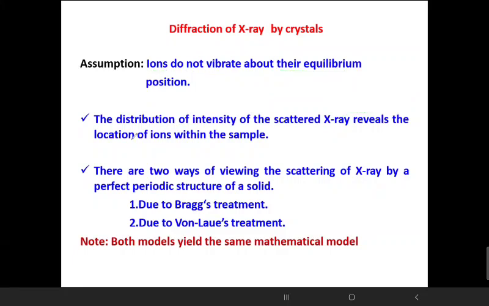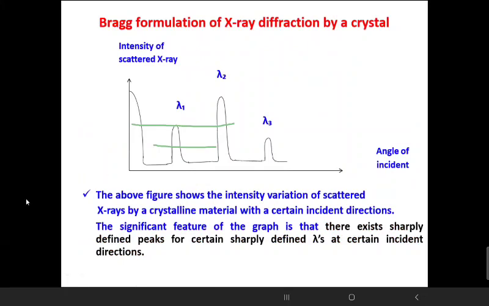So this is your assumption. The distribution of intensity of the scattered X-ray reveals the location of ions within the sample. Here you can see some intensity patterns. These are known as intensity patterns. So these intensity patterns explain the location of ions or atoms. That is the first point.